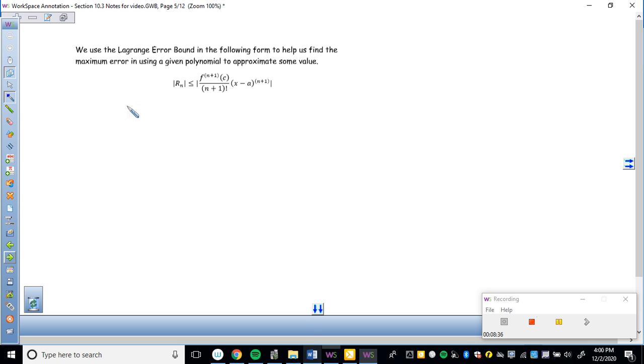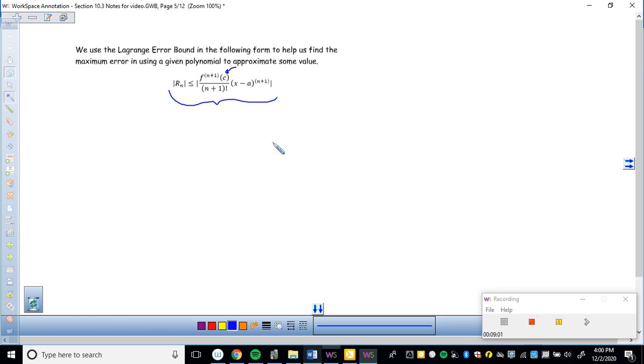And the Lagrange error bound is written, so it's that n plus first term, and we take the absolute value of it, and we say that the remainder, which will be absolute value, is guaranteed to be less than or equal to the n plus first term at c. Again, we're going to define what that c is, times x minus a to the n plus 1 over the n plus 1 factorial. This is called the Lagrange error bound, and will give us an upper limit on our error.